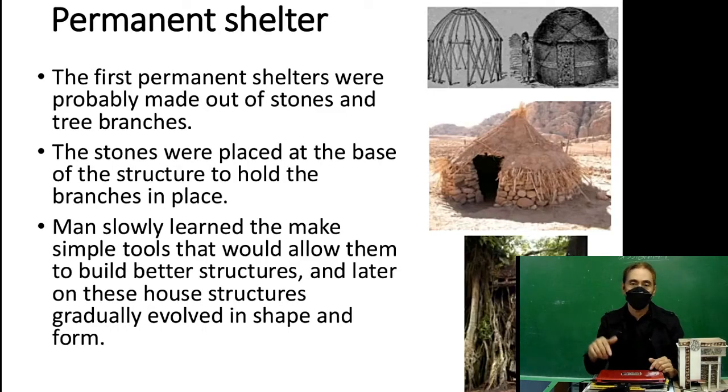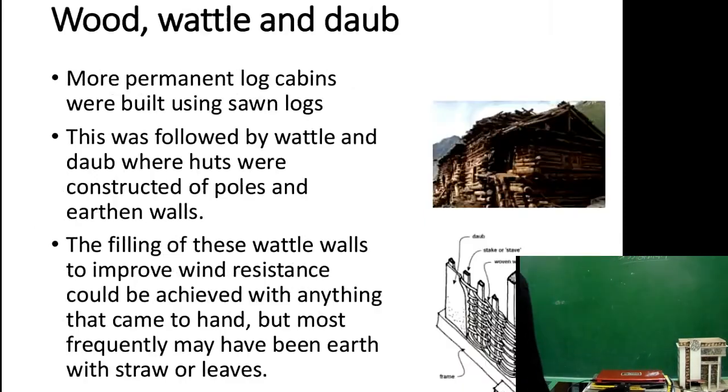The permanent shelter. The first permanent shelters were probably made out of stones and tree branches. The stones were placed on the base of the structure to hold the branches in place. Man slowly learned to make simple tools that would allow them to build better structures, and later on these house structures gradually evolved in shape and form.